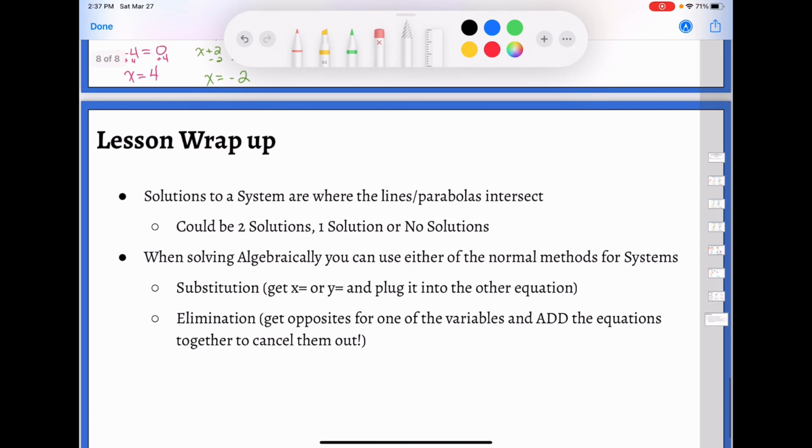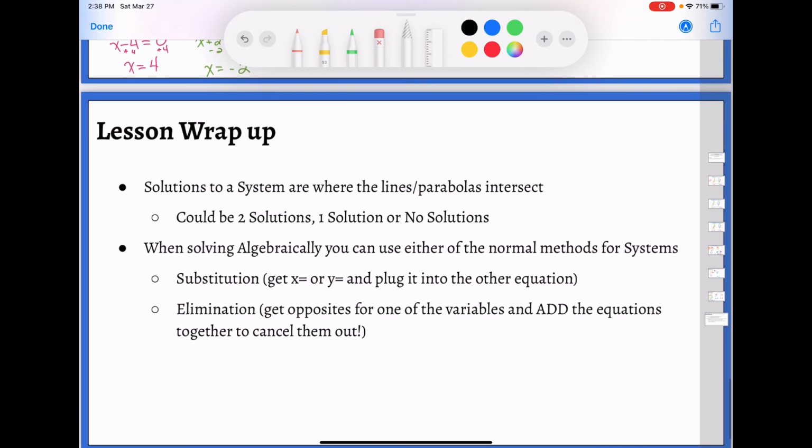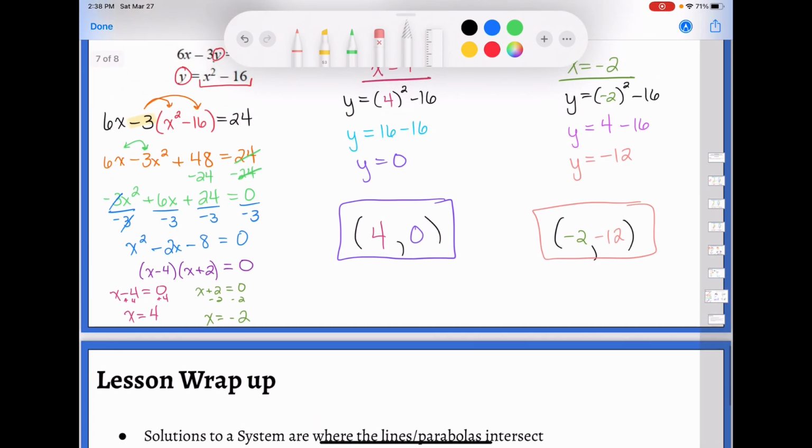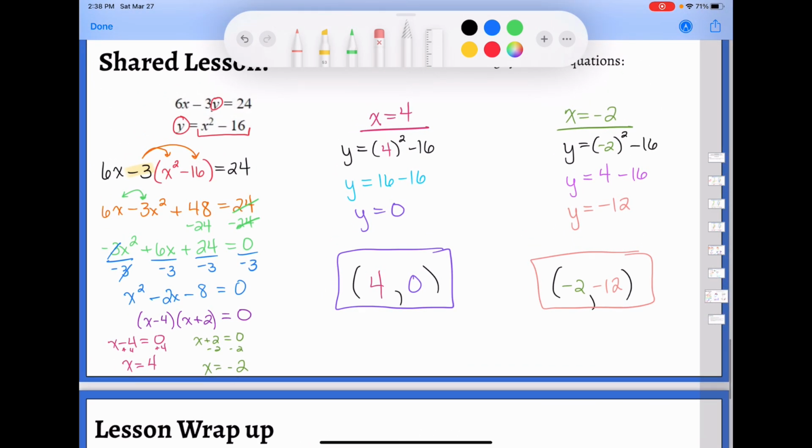All right, guys, I think after that you've seen all the possibilities. So just remember, solution to any system, whether it's both lines or a line and a parabola, is where they intersect. For a line and a parabola, it could be 2 solutions, could be 1 solution, or it could be no solutions if they don't intersect at all. When you're solving algebraically, you can use either of the normal methods, substitution or elimination. I will tell you substitution is much more often. Just remember, though, you don't have zeros always as your y values. Once you get your x values, you have to plug back in to see what the y values are, or the other way around, right? So just remember, you're not finding zeros. You're finding points of intersection.